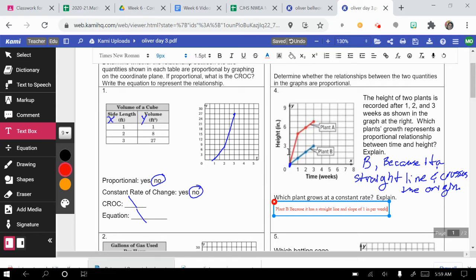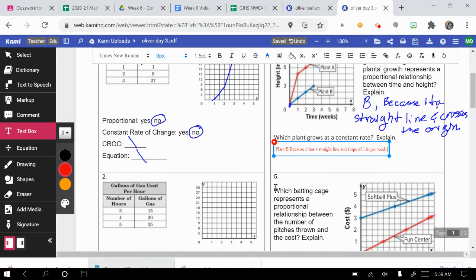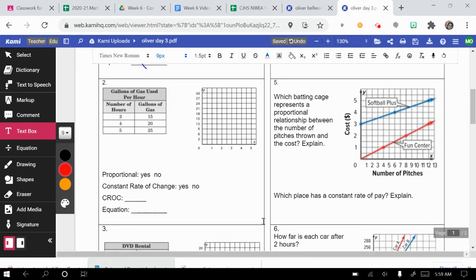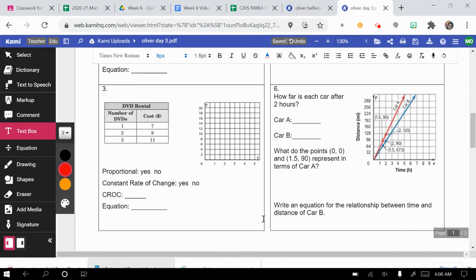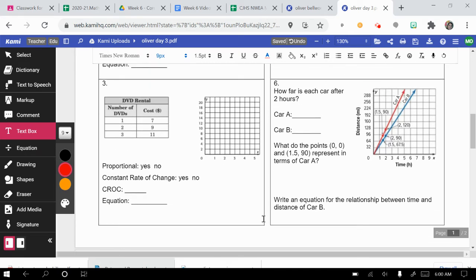All right, so up 1, over 1, up 1, over 1, up 1, over 1, and my units are in ones. Remember, it's always important also to look at the units. All right, so 5 is pretty similar, and same with 2, 3, and 6.